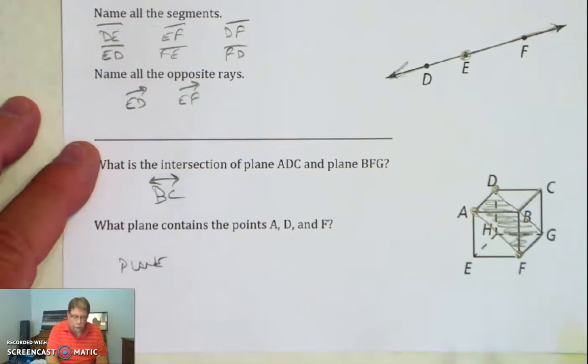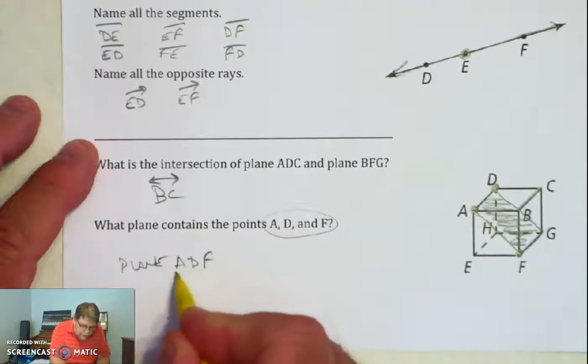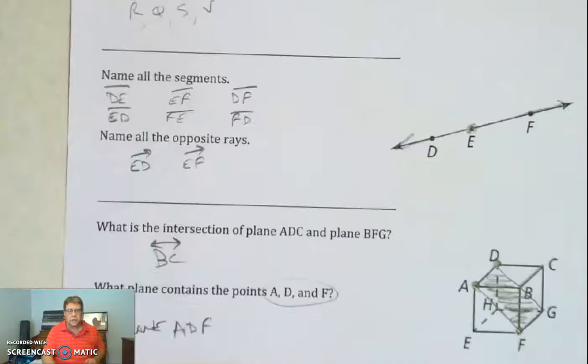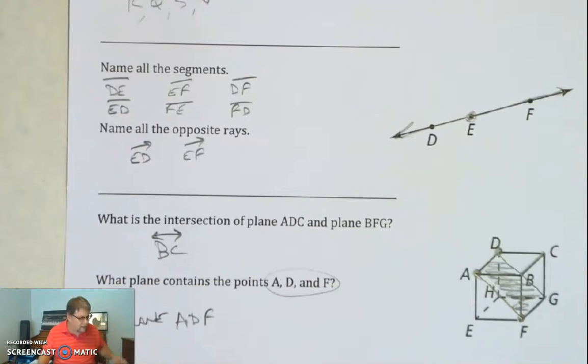And we need to pick 3 points. Well, the 3 that we're given, probably the best ones to pick. So we could call it plane A, D, F, or any other combination of those letters. And those are the examples that you're going to have for section A-1.